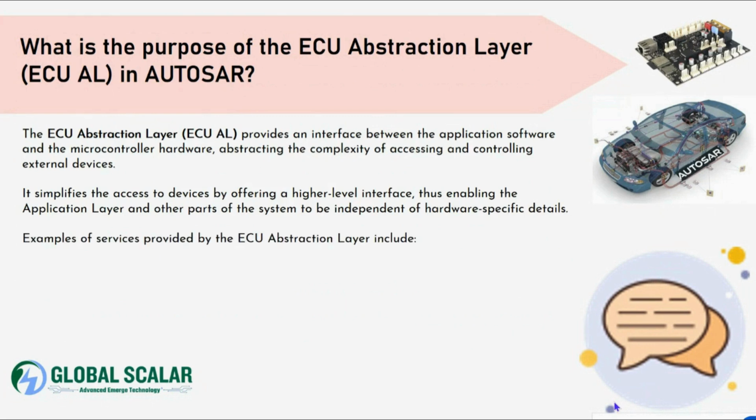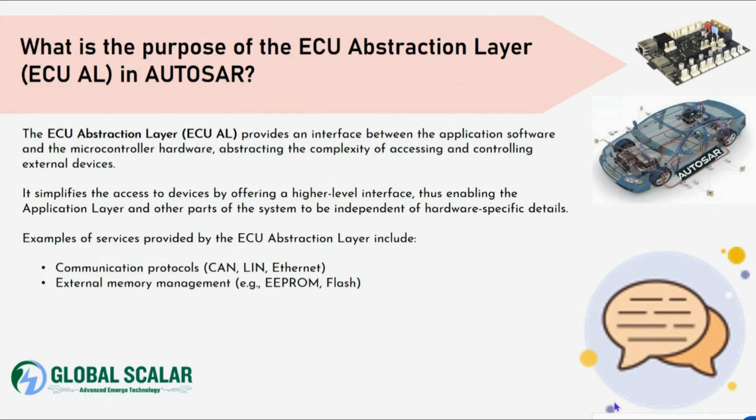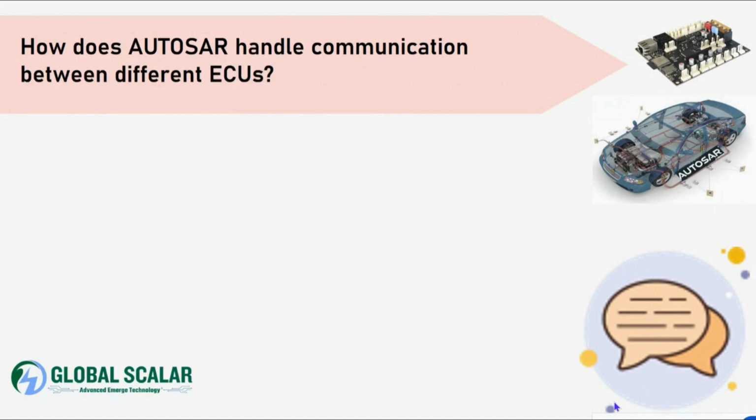Examples of services provided by the ECU abstraction layer include communication protocols such as CAN, LIN, and Ethernet, external memory management such as EEPROM and flash, IO operations for sensors and actuators, power management, and external hardware control.